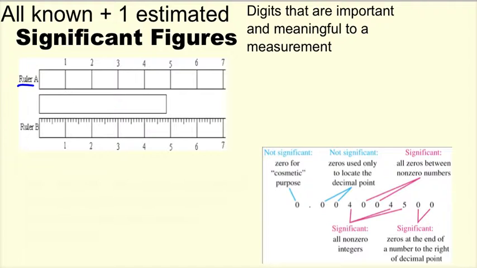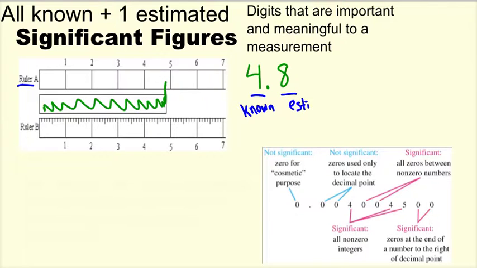Okay, so how that will play out is, say we're using ruler A, and we're trying to measure the length of this box right here. On ruler A, we know that it ends somewhere in between 4 and 5. So we know it's 4 point something for sure. I'm going to estimate this last digit to be 4.8. So this digit right here is my known, and this digit right here is my estimated. Okay, and we're going to say it's a centimeter ruler.